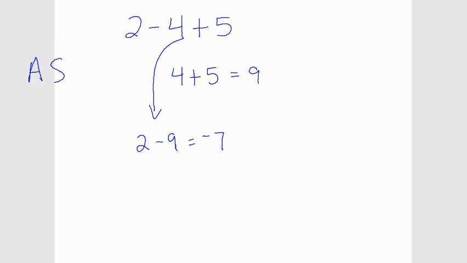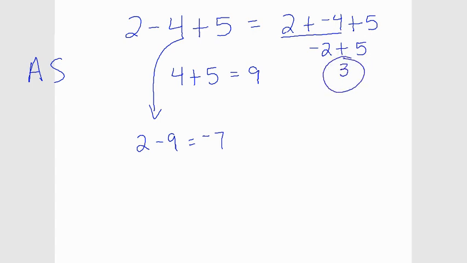Remember what I said in my first mental math video, that subtracting is like adding the opposite. So I could rewrite this as 2 plus a negative 4 plus 5. So any subtraction can be turned into addition and vice versa. So if I now look at doing this addition first, 2 plus negative 4 is negative 2, plus 5, and that equals 3, which is the real answer.